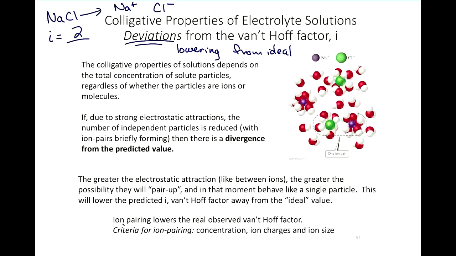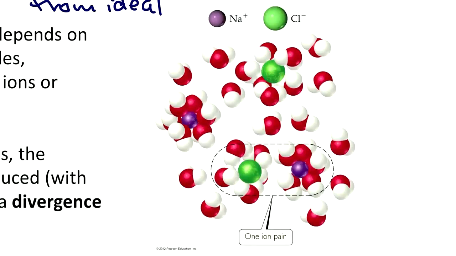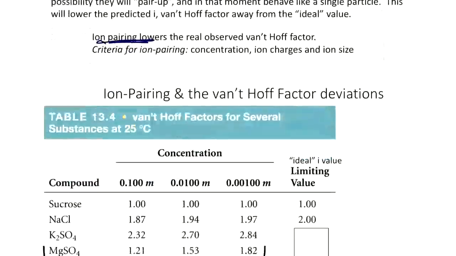Okay, so ion pairing, this is the phenomenon that happens that creates these deviations. Here's a good picture, right? Like here, you got chloride and sodium. Those are 2 separate particles, but in a moment of time, these 2 can pair up with one another, essentially lowering the number of particles that are totally in that solution. This only happens for like a fraction of a second, then it goes away. Okay, so let's look at some examples.